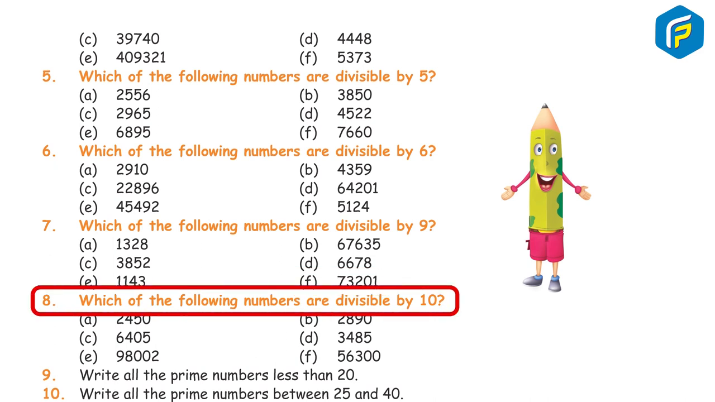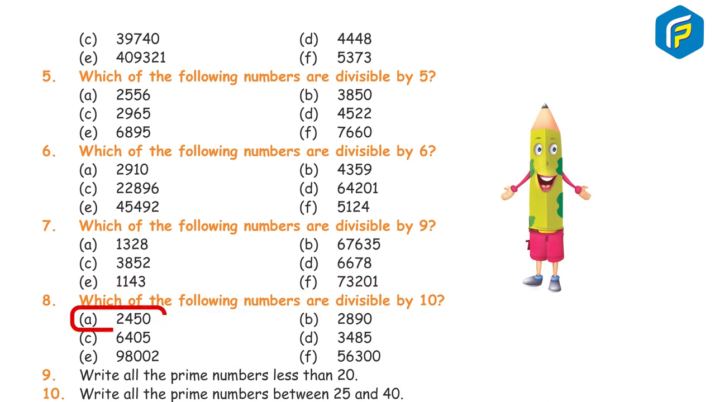Question 8. Which of the following numbers are divisible by 10? A. 2450. B. 2890. C. 6405. D. 3485. E. 98002. F. 56300. Answer: A, B, C, F.